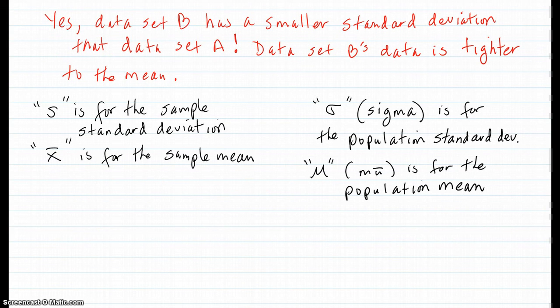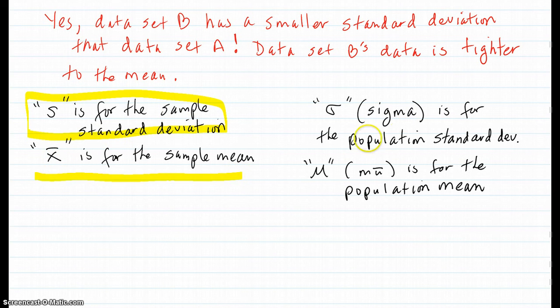One thing else I wanted to mention was some notation here. S is for the sample standard deviation. X bar is for the sample mean. Sigma, Greek letter small sigma, is for the population standard deviation, and Greek letter mu is for the population mean.